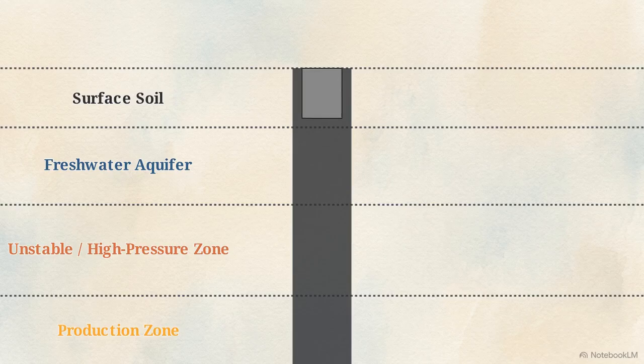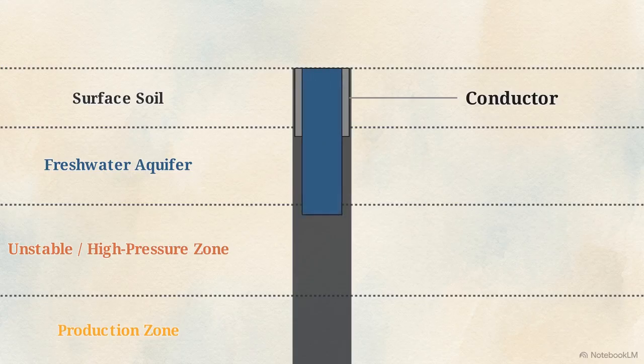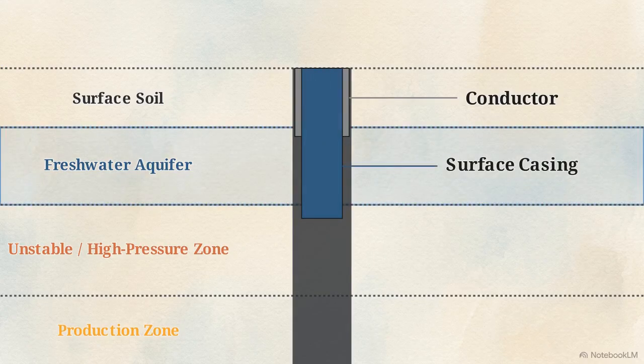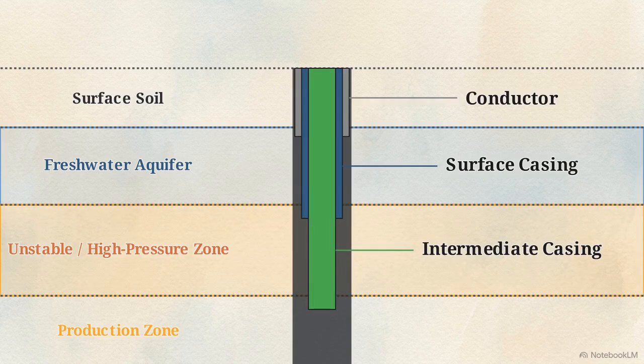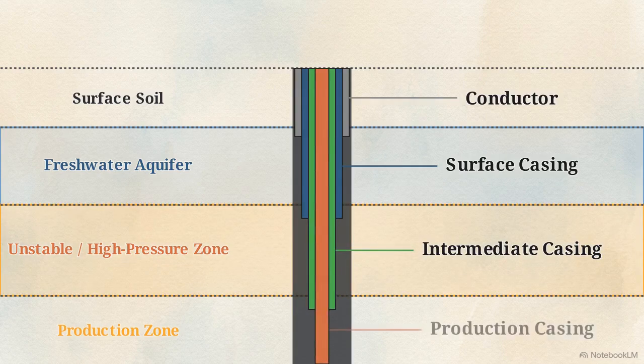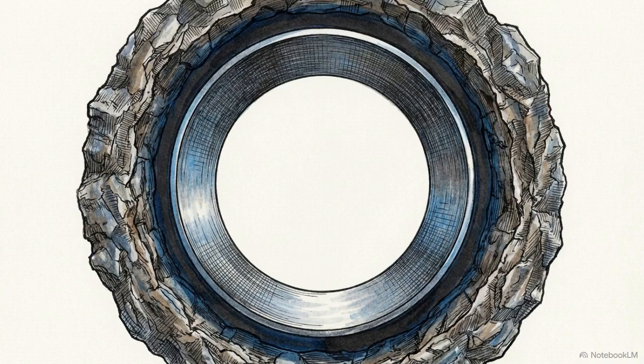The largest diameter conductor pipe protects the surface soil. Inside that, surface casing shields the water table. Intermediate casing isolates unstable geological pressure zones. And finally, the production casing carries the payload to the surface. Lowering steel into the hole provides the frame.